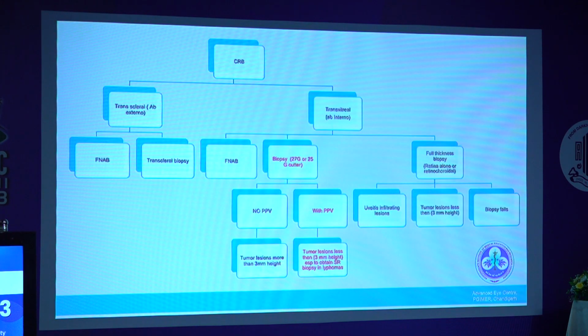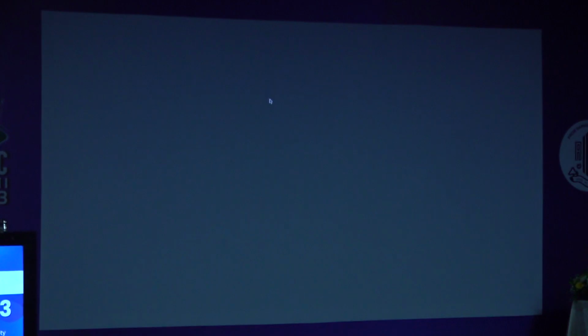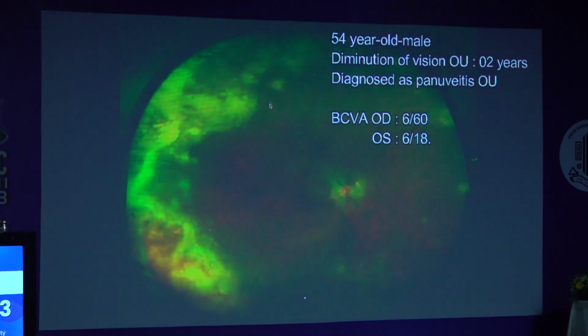So second is now with PPV. If you have a lesion which is less than 3 millimeter, where you know that it's not a solid lesion like melanoma, it's more of a lymphoma lesion which is masquerading as uveitis, there you use the PPV method. So here is the video of this, how this is done.